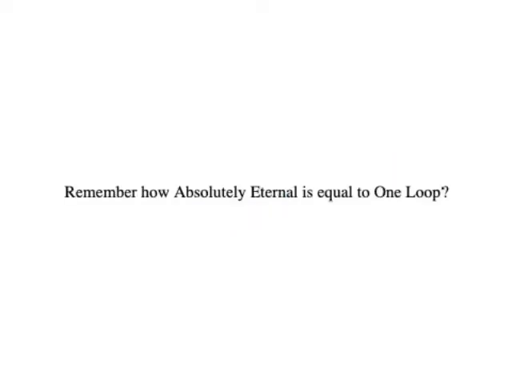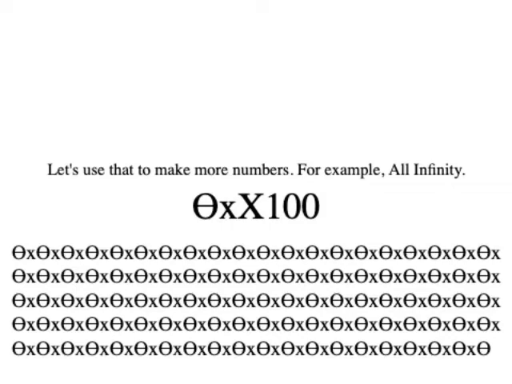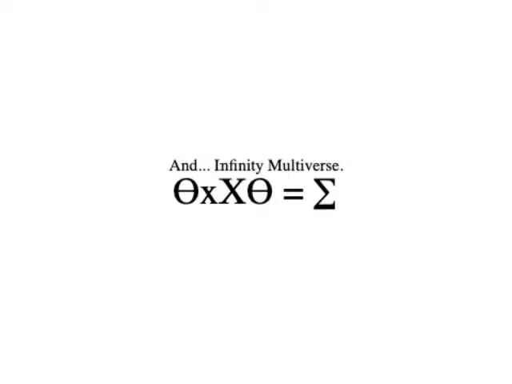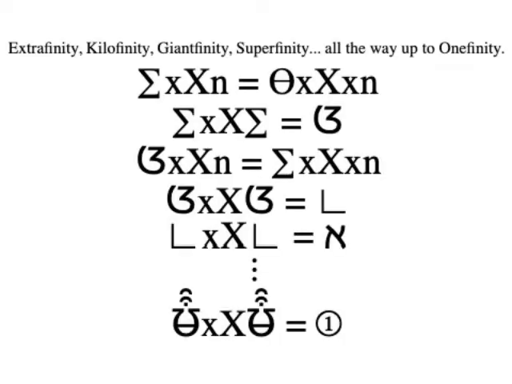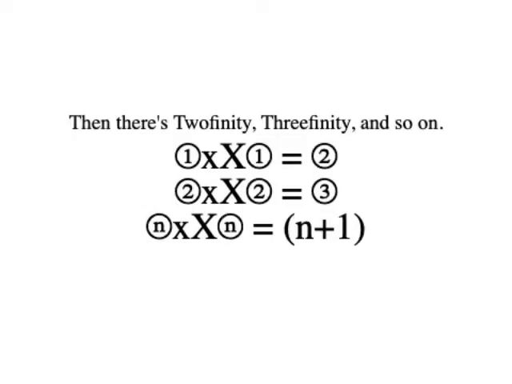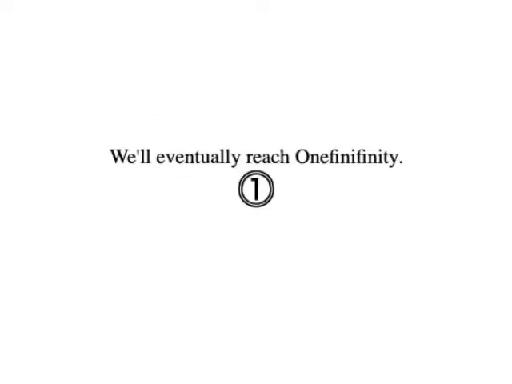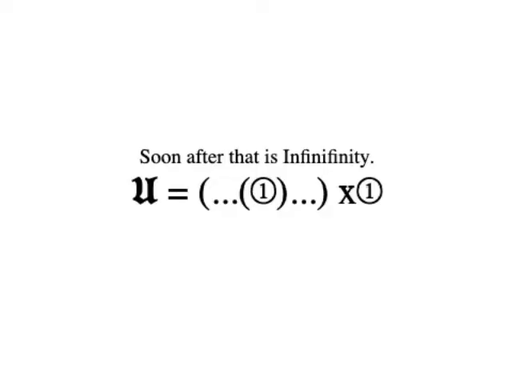Remember how absolutely eternal is equal to one loop? Let's use that to make more numbers. For example, all infinity and infinity multiverse. This is the start of Mathis-RV's infinities. Extrafinity, kilofinity, giantfinity, superfinity, all the way up to onefinity. Then there's twofinity, threefinity, and so on. We'll eventually reach one-finifinity. Soon after that is infinifinity.